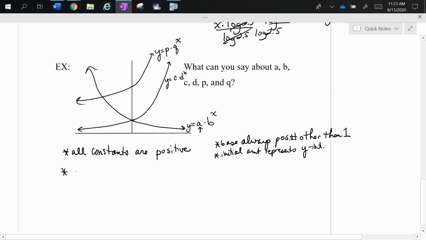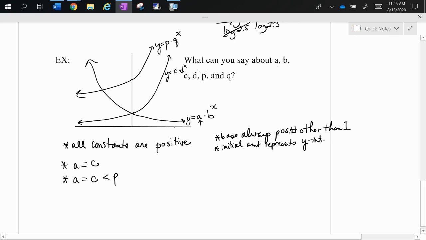Since the initial amounts, the A, the C, and the P, represent the y-intercepts, and I see that these two cross the y-axis at the same place, that means that A is equal to C. It also means that A, which is equal to C, are both less than P, because notice where P is. P is way above A and C.